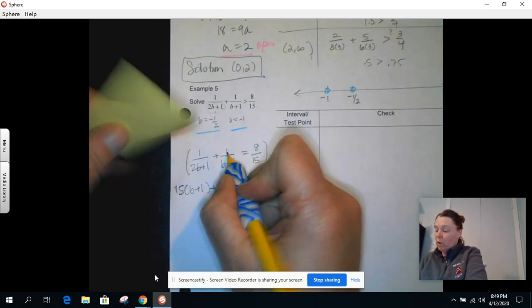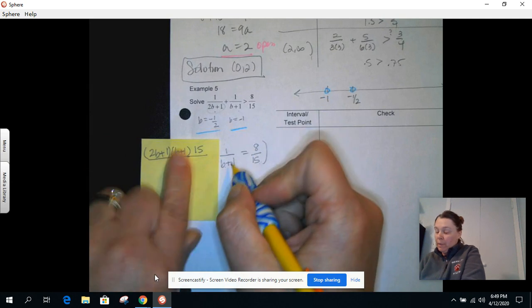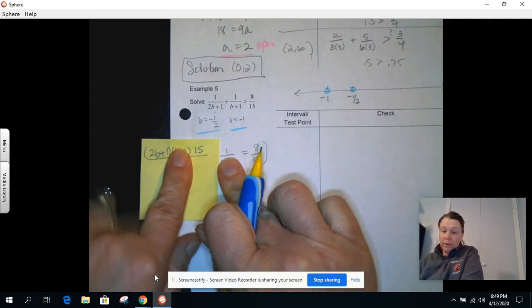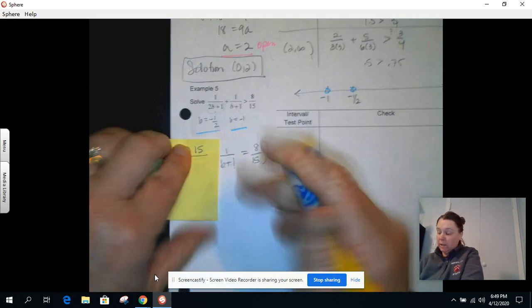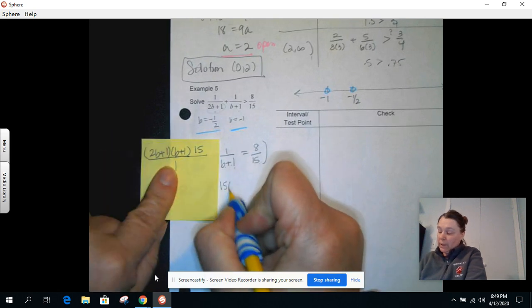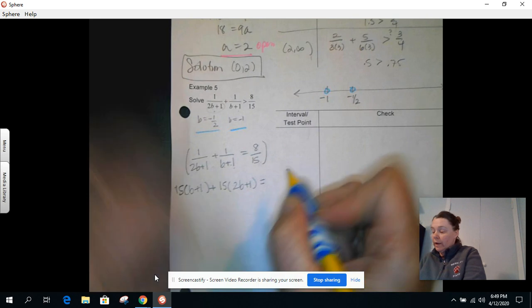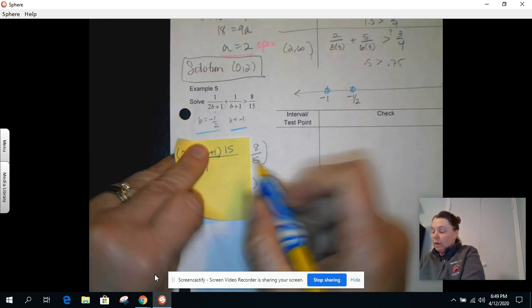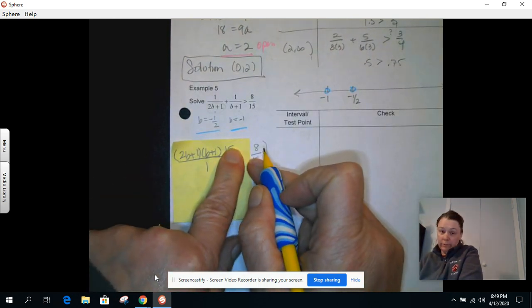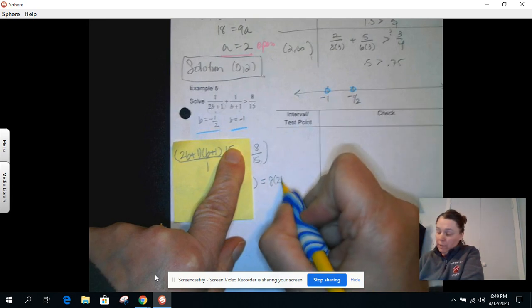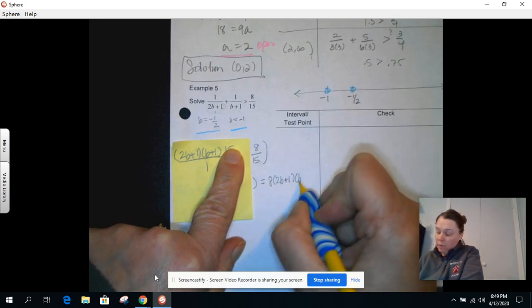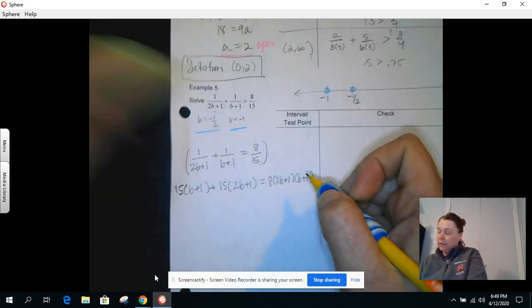Plus, okay, I've got that 1, and then the b plus 1s are going to cancel, and I'm going to be left with the 2b plus 1 and the 15. So I'm going to write the 15 first again, and then I'll have a 2b plus 1 equals. We got that 8. Okay, the 15s cancel, right? And then I'm left with 2b plus 1 times b plus 1. Man, that goes into my space here.